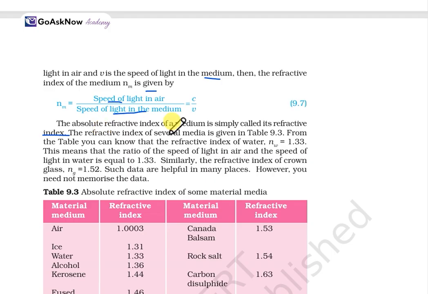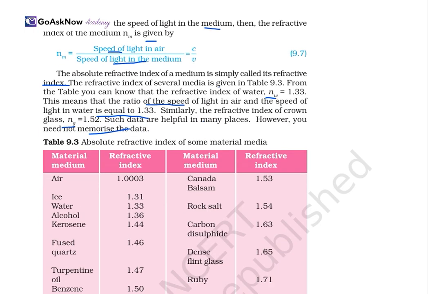The refractive index of several media is given here, for different media. You can know that the refractive index of water is nw, which is equal to 1.33. Just keep in mind, n represents the refractive index. This means that the ratio of the speed of light in air to the speed of light in water is equal to 1.33. Similarly, the refractive index of crown glass is ng, which is equal to 1.52. Such data are helpful in many places. However, you need not memorize the data. So, this is what the refractive index is.